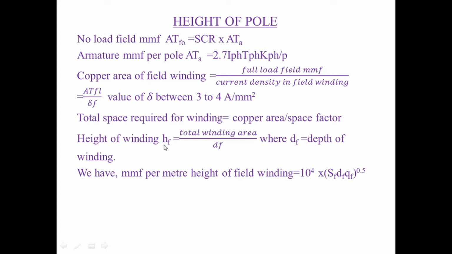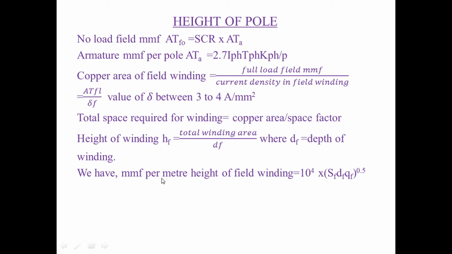Height of the winding, HF, the field winding, is on the rotor side, correct. Height of the field winding HF is calculated as the ratio of total winding area divided by DF, where DF is the depth of the field winding.